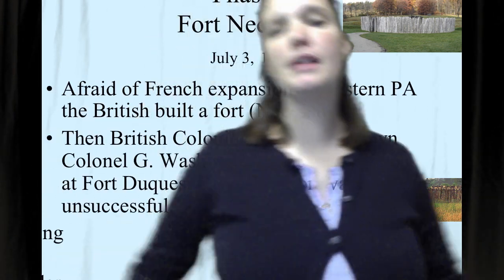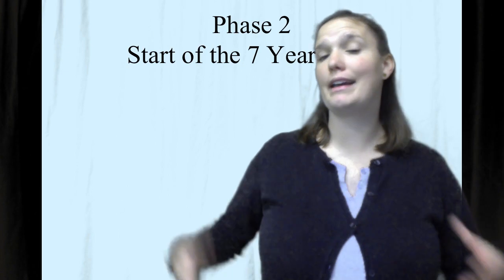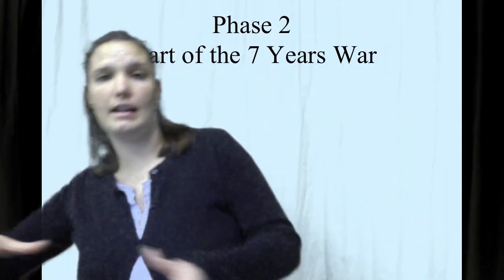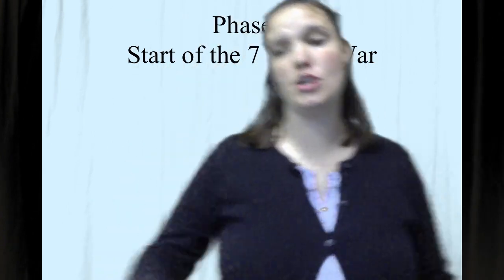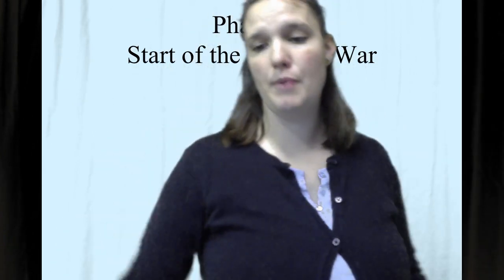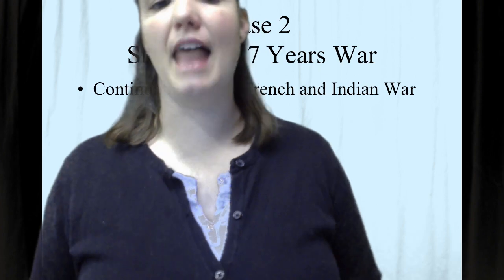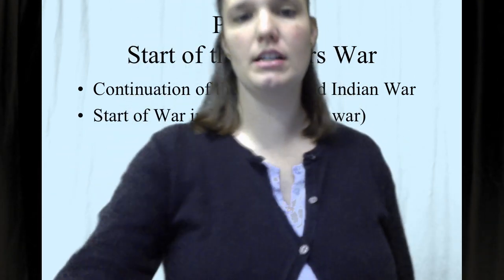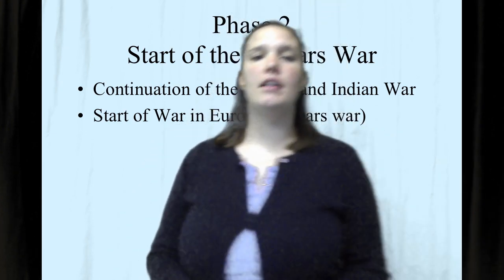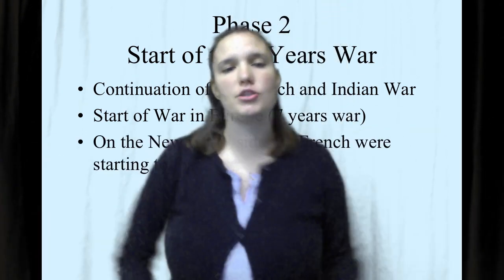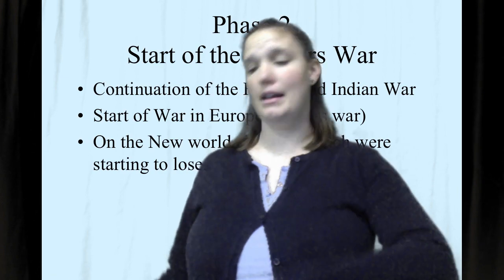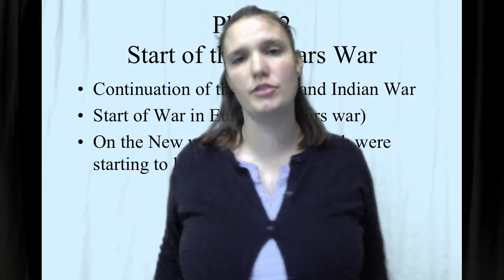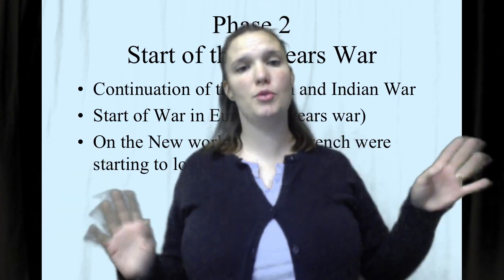Okay, and then we have the start of the 7 Years' War in Europe, as I talked about. We have the French and Indian War, and then it melds into Europe. It's a continuation of the French and Indian War, and that is the official 7 Years' War, which again lasts way longer than 7 years. And on the New World side, the French were starting to lose, even though we had the Fort Necessity thing and Washington not doing the things we know Washington to do, and they start to lose.